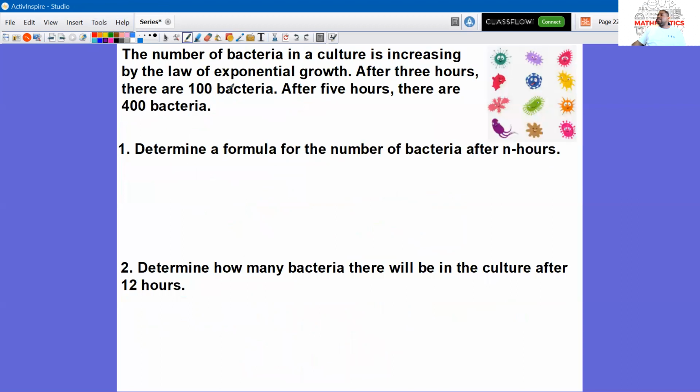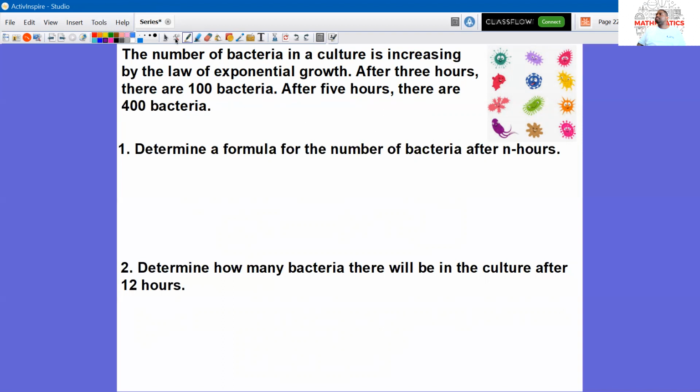All right. So last real world example deals with, of course, bacteria, viruses, and stuff like that. For those of y'all going into the sciences, it's good to know how quickly bacteria multiply. It says the number of bacteria in a culture is increasing by the law of exponential growth. After 3 hours, there are 100 bacteria. After 5 hours, there are 400 bacteria. And we're asked to determine a formula for the number of bacteria after n hours. And then part 2 says determine how many bacteria there will be in the culture after 12 hours.